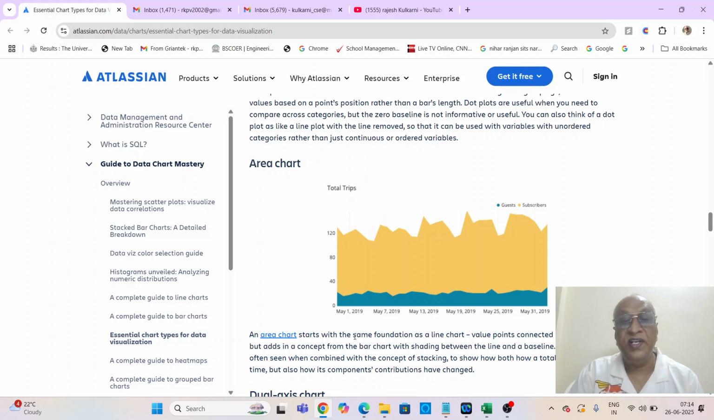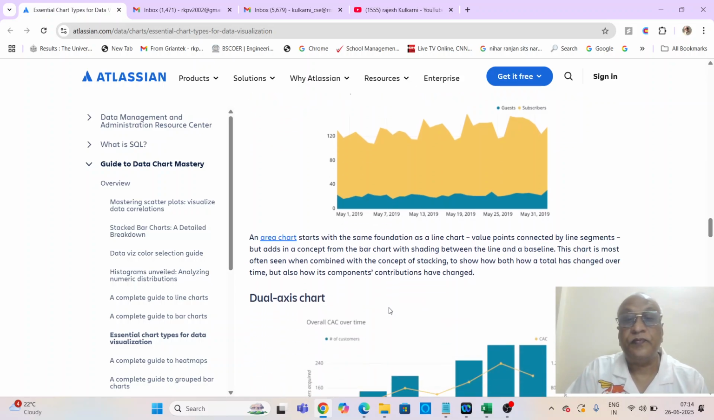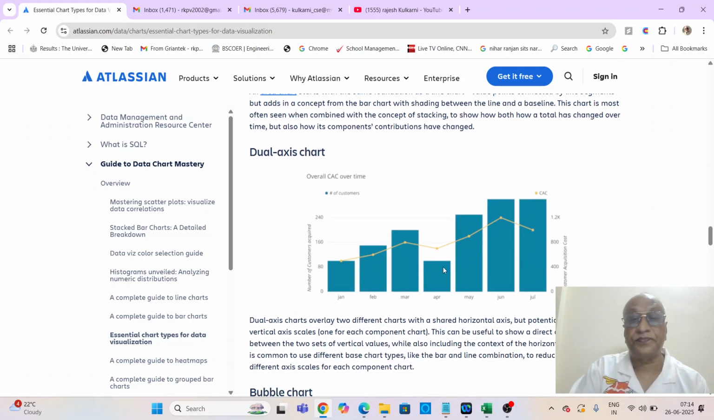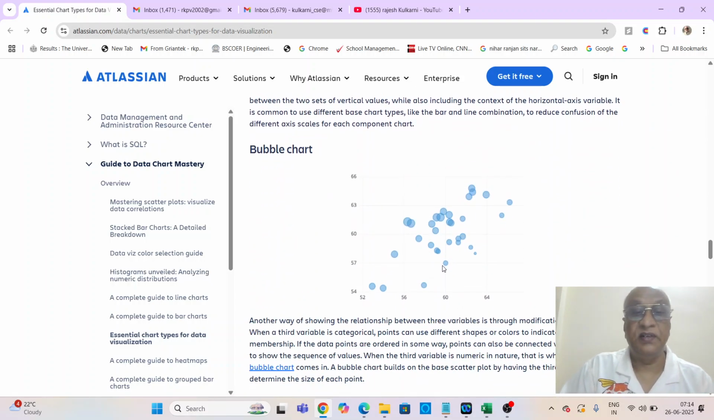This is the example of an area chart. What an area chart basically indicates is how a total has changed over time, but it also shows its component distribution, the contribution over change. You can see here guests and subscribers, right? And the varying months, and the increase or decrease. I'll skip this. These are the bubble charts.